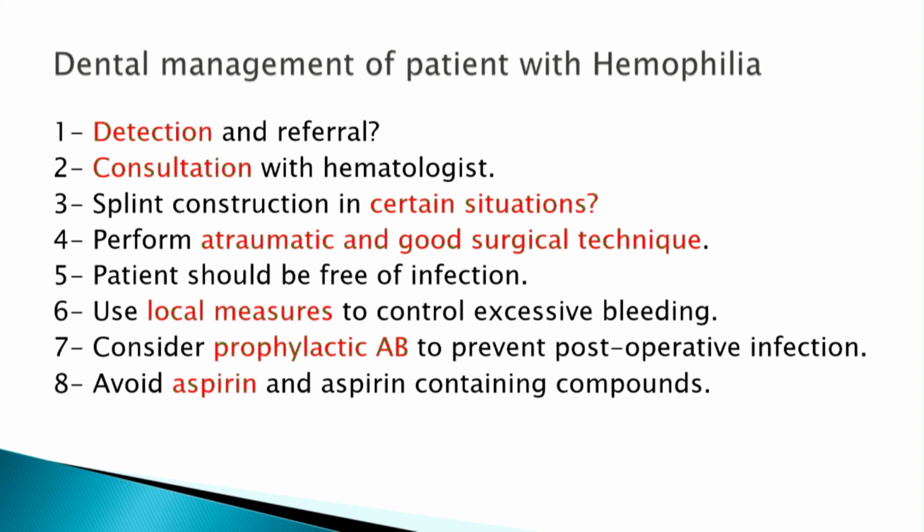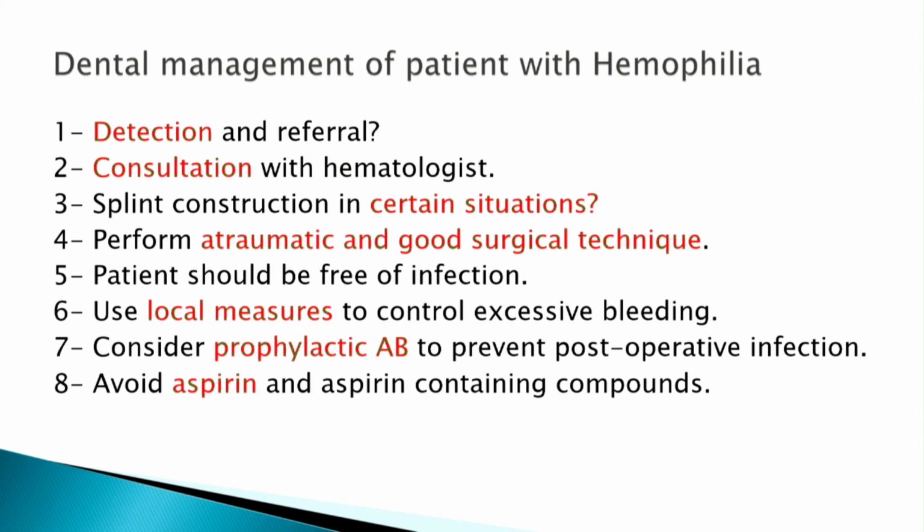Splint construction. Actually, this splint is made of acrylic resin, and it is used in certain situations in order to provide mechanical stabilization of the blood clot. So this splint stabilizes the blood clot mechanically and prevents dislodgement of the blood clot.